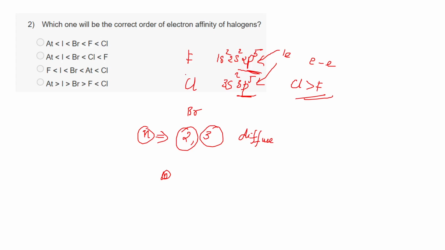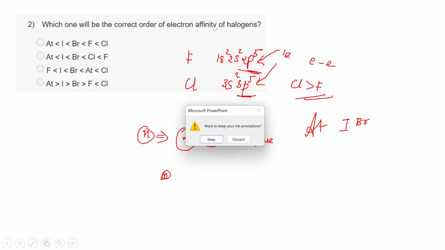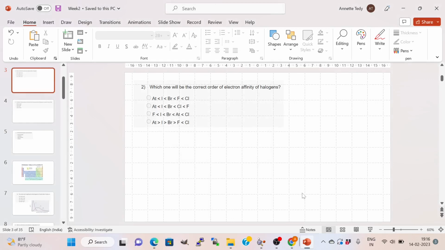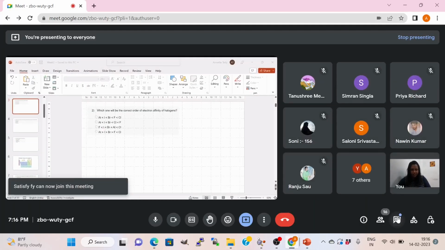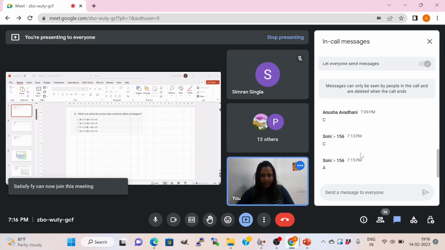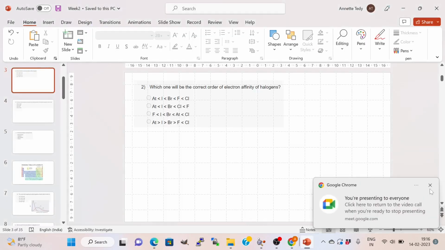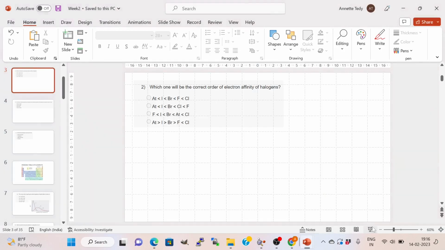Yes, ma'am. Okay, so that is the difficult part here. So what about astatine, iodine, and bromine? What is the order for them? Can you please put it in the chat box? Ma'am, option A. Yeah, one second, let me see in the chat box. People are replying. Option B. Okay, let us see.